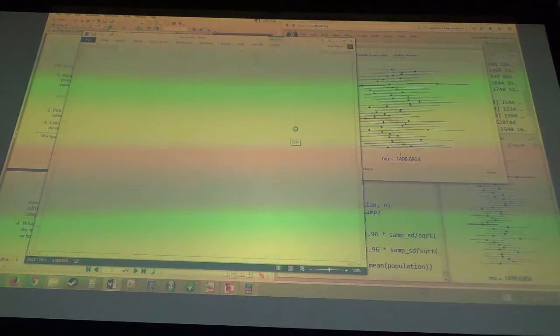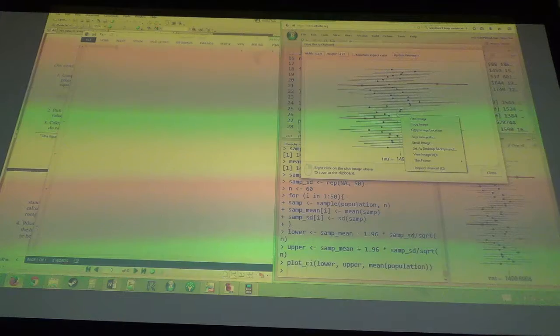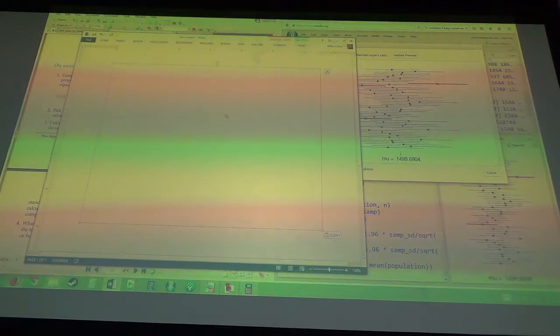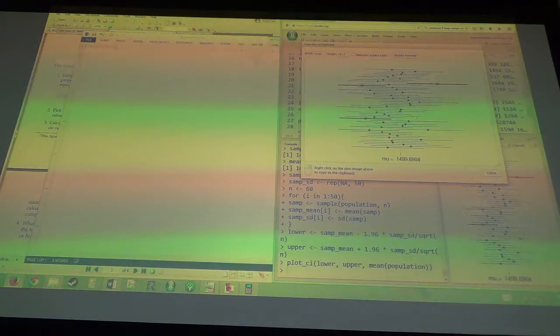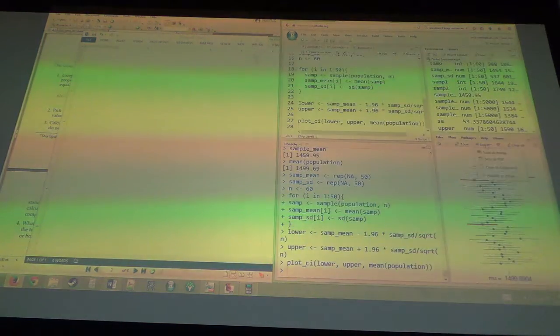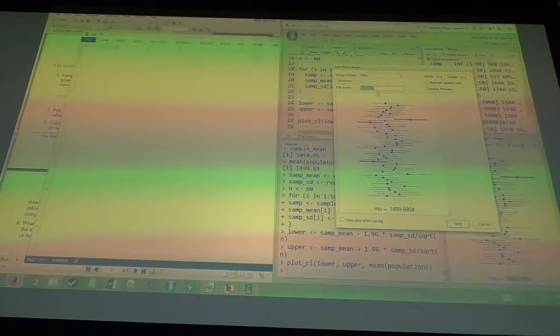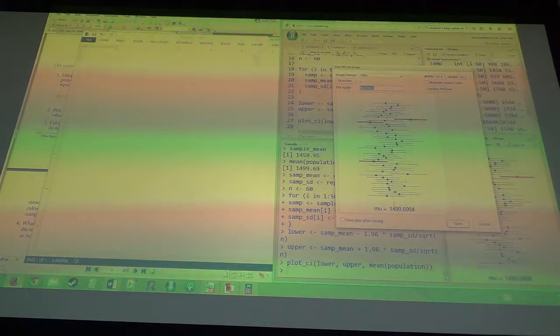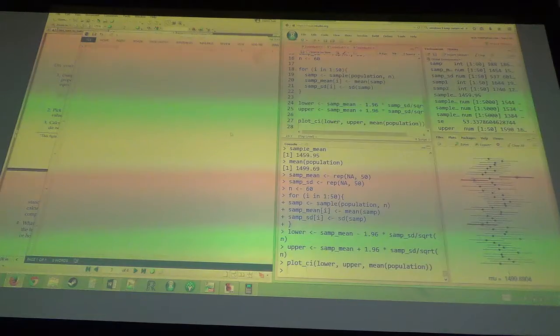It doesn't work. Let's see. Copy image. Okay, so of course for the demo it's not working here. Well, in that case I would have to do save image, and then you can save it, and then you can insert an image into a Word document.